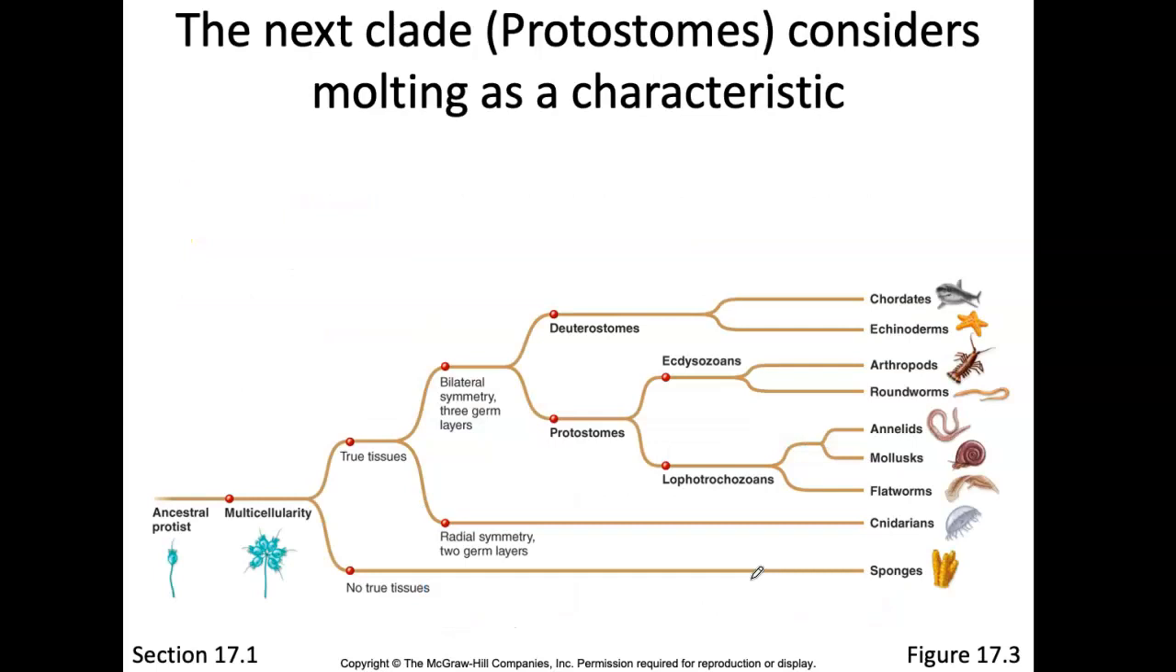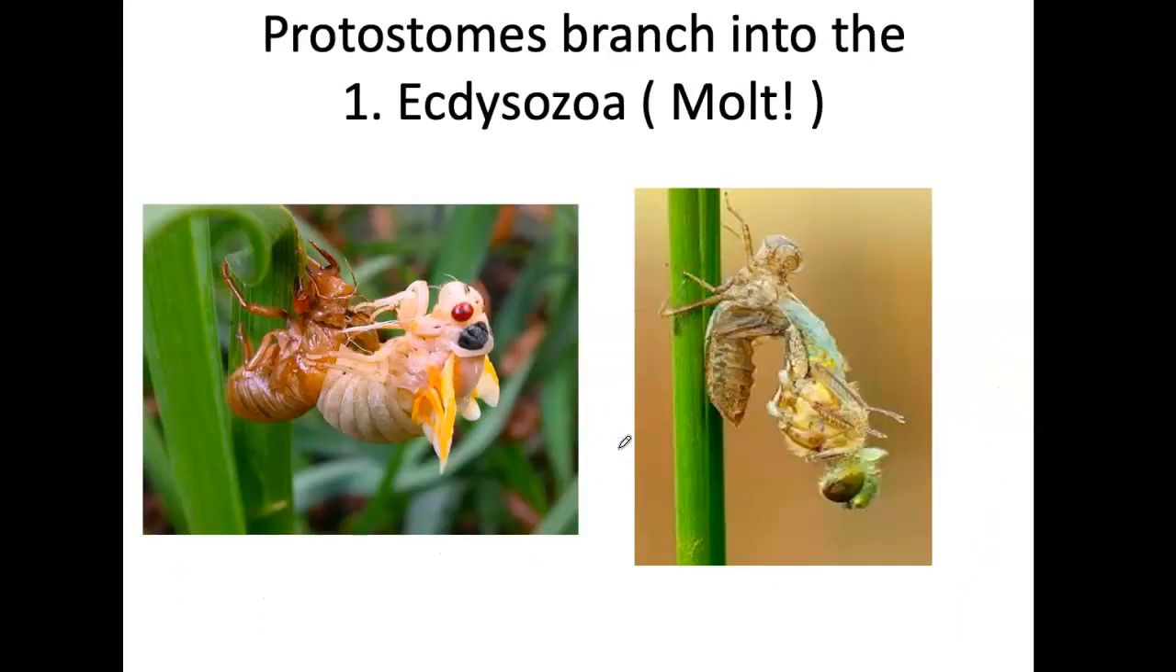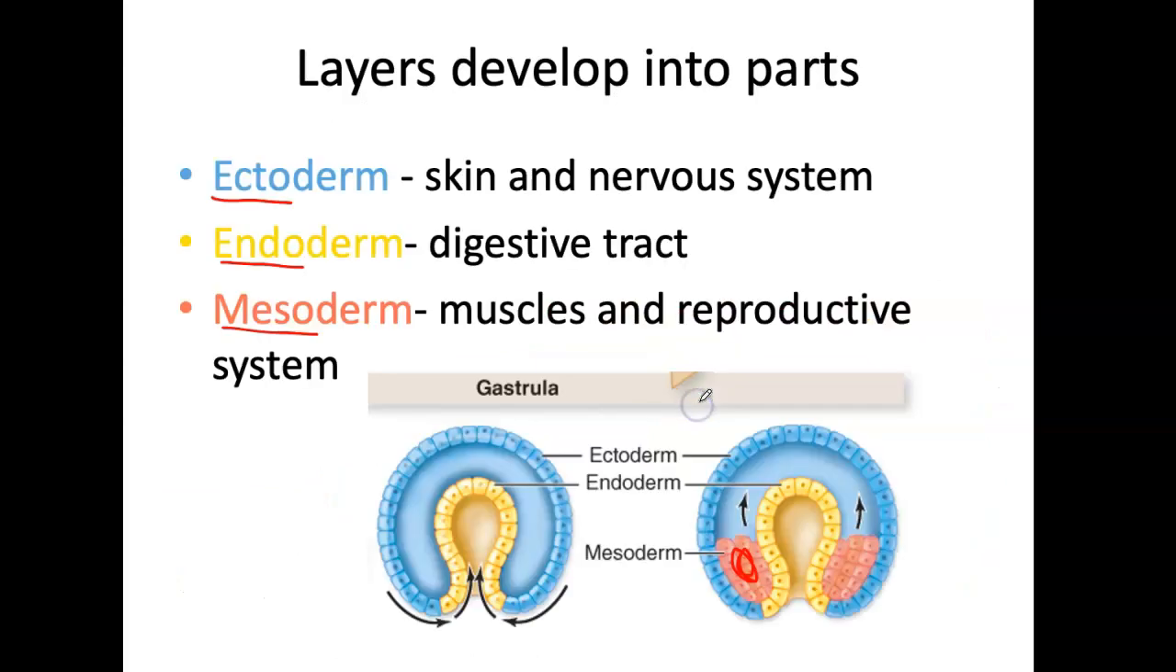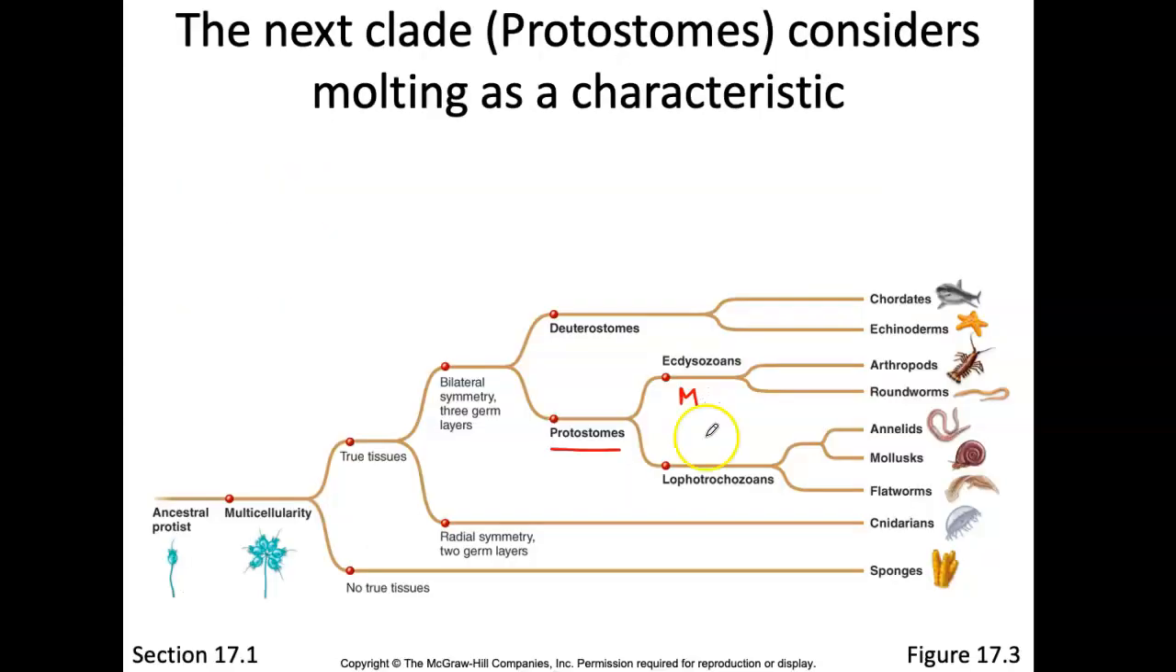The next division here considers whether, we're going to look here in the protostomes, whether the organism molts. I'm going to put an M for molt. Molts or does not molt. Do you notice? So if you're an ecdysozoan, ecdysone is actually a molting hormone. So if you have ecdysone, you're an ecdysozoan, and the arthropods and the roundworms are molters.